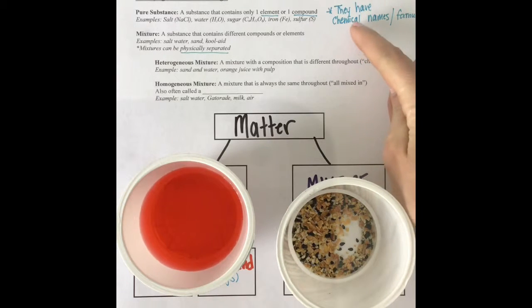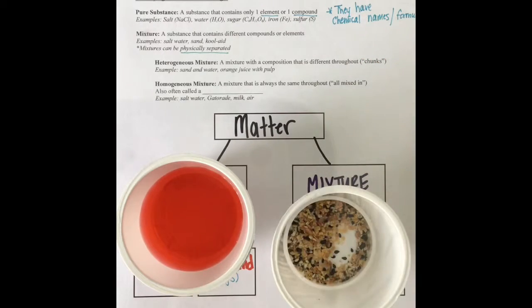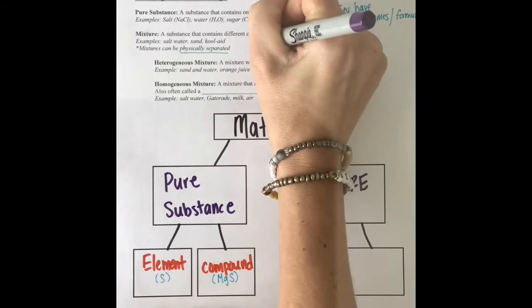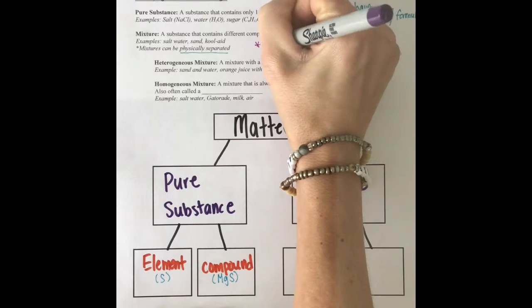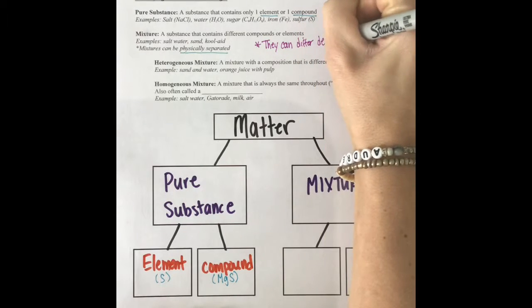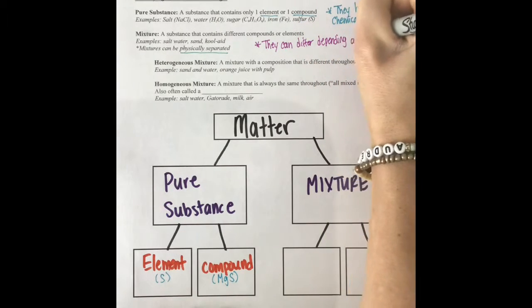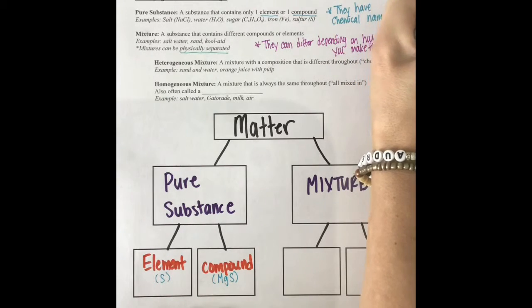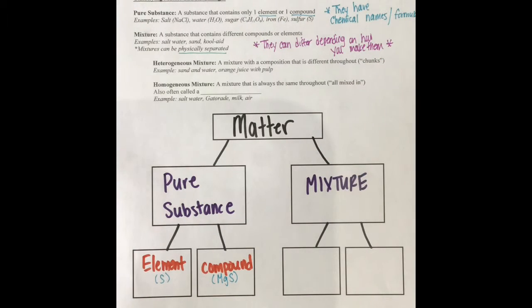There is no chemical formula or name for these mixtures. Okay, you will not find these on the periodic table. So it's important to know that they can be separated and that also they can differ depending on how you make them. Maybe the person making it makes it differently, or maybe the day you make it, it's different than the day you made it before. Okay, there's not a defined formula for a mixture.